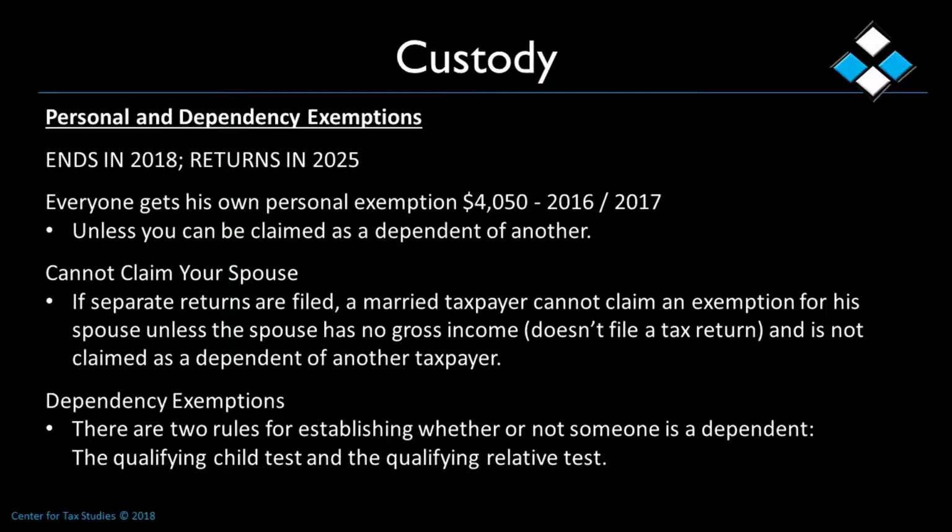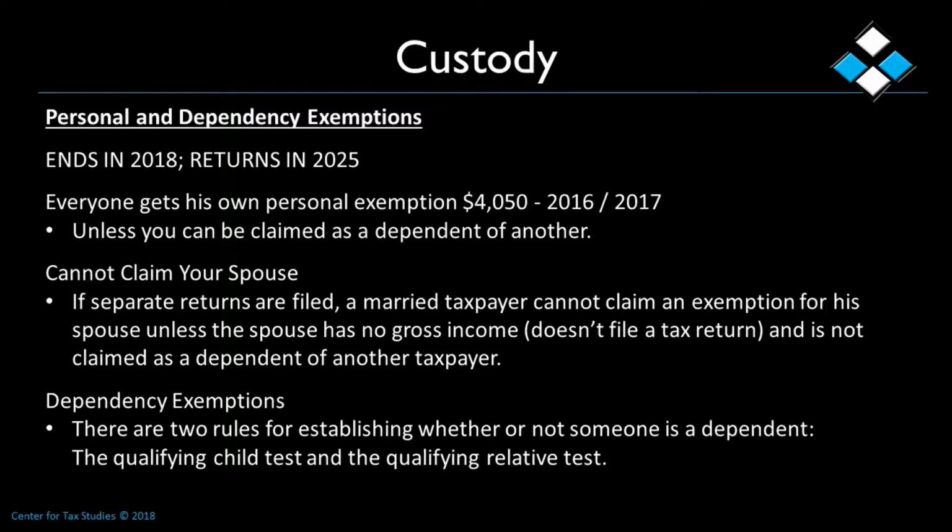Let's talk about what the dependency exemptions are. Everyone gets their own personal exemption of $4,050 for 2016 and 2017. So if someone else can claim that dependency exemption for that individual, that individual cannot claim his own personal exemption. Instead, somebody has just stolen that personal exemption. If you are filing separately, married filing separately, you cannot claim your spouse as a dependent unless that spouse has no gross income, didn't file a tax return, and is not claimed as a dependent by another taxpayer.